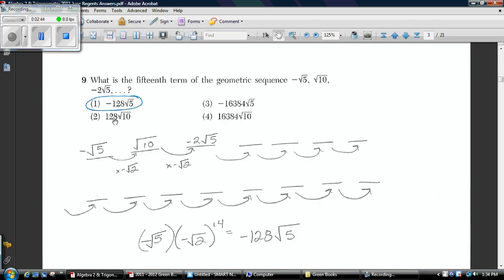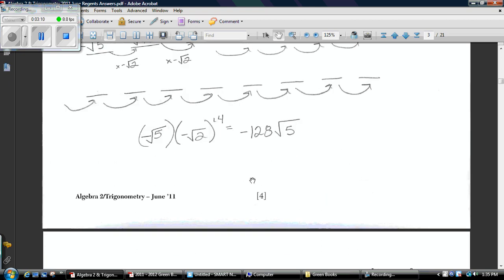Number 9, what's the 15th term? Well, once again, I was writing it out to see what was going on here. In order to get from this number to this number, you had to multiply by negative square root 2. And so then they want the 15th term, so I listed some arrows. This tells me how many times I had to multiply by negative rad 2, and that was 14. And then I just multiplied them together and found the answer.